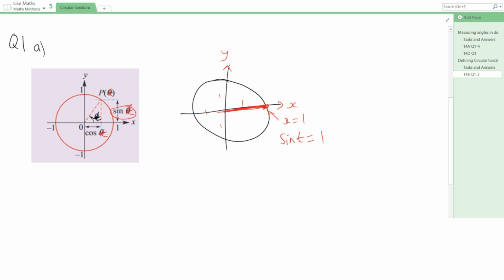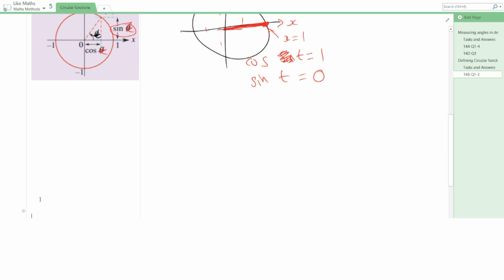Also, at this point, we know, no, that's not right, is it? x is given by cosine. Cosine of t is equal to 1. The y value is given by sine of the angle, or sine of t. So when the angle is 0, y is going to be 0. So sine of t is going to be equal to 0.